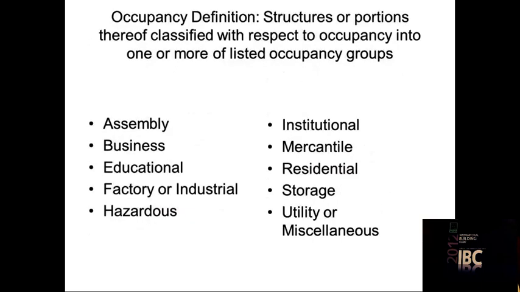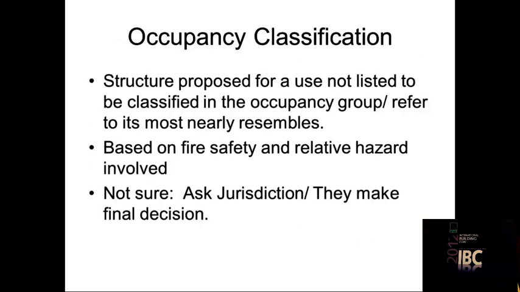So occupancy definition: structures or portion thereof classified with respect to occupancy into one or more listed occupancy groups. Remember, we said it could be assembly, even though there's the A1, A2, A3, A4 of assembly, if you look at it in your life safety code book. Business, educational, that's of course 6 or more students that are together, all the way up to K-12, factory or industrial. There's hazardous, there's institutional, there's different types of institutional, there's mercantile, there's residential. Remember, there's different types of R1, R2, R3, R4. You need to look at it. Storage, utility, and miscellaneous.